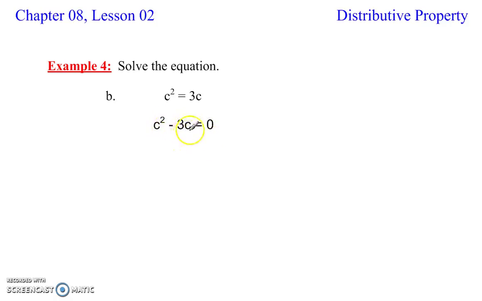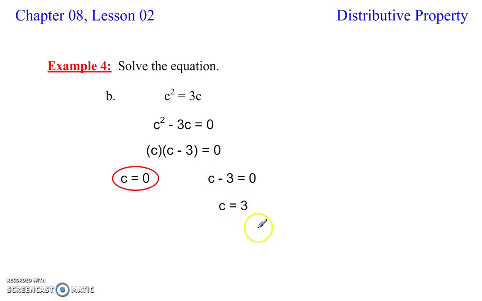Now I know here I can factor something out. Okay, what do both of these have in common? Both of them have a c. So I can factor out a c, and then that's c times c minus 3. Now I have a multiplication, and I can use the zero product property. Either c is 0 or c minus 3 is 0. So then if c minus 3 is 0, then c is 3.